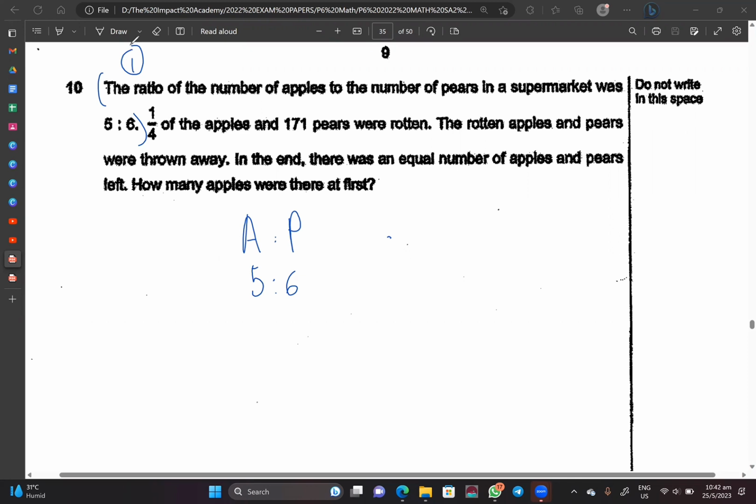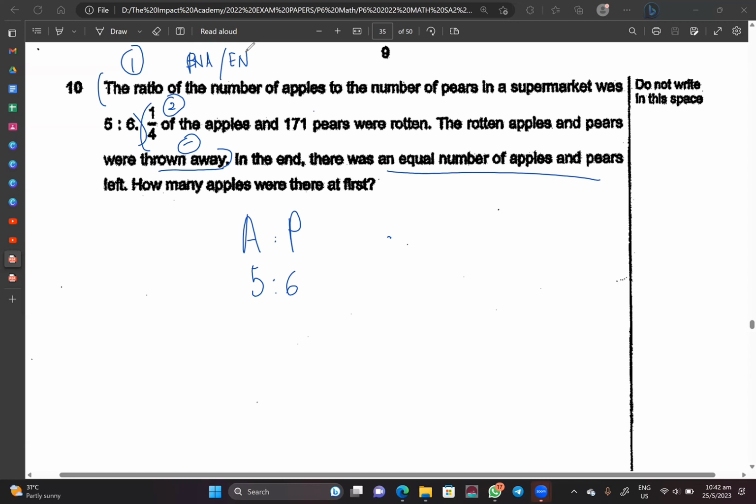Now, what I want to do next is see, okay, it says in sentence number 2 that 1/4 of the apples and 171 pears were rotten. And what did they do? They threw it away. So I have to minus away. Okay, so I can see there's a before and a change, and then in the end, they told us that there was an equal. So some students will say, hey, teacher Joseph, this is actually before and after. But if you say it's equating numerators, you are correct as well.